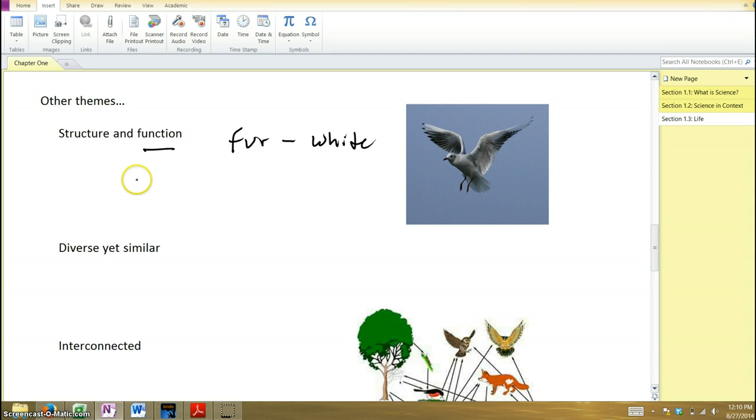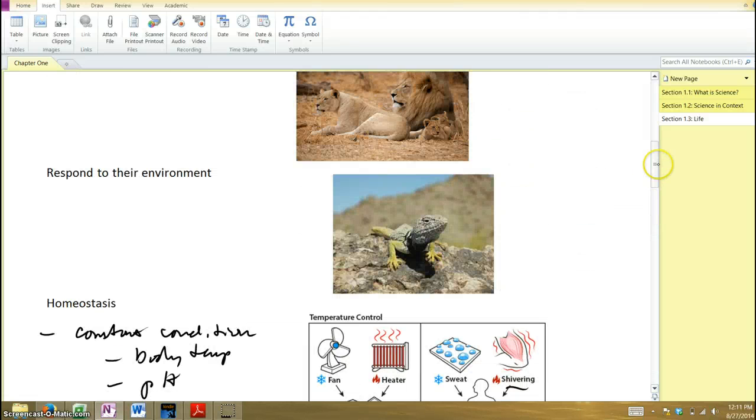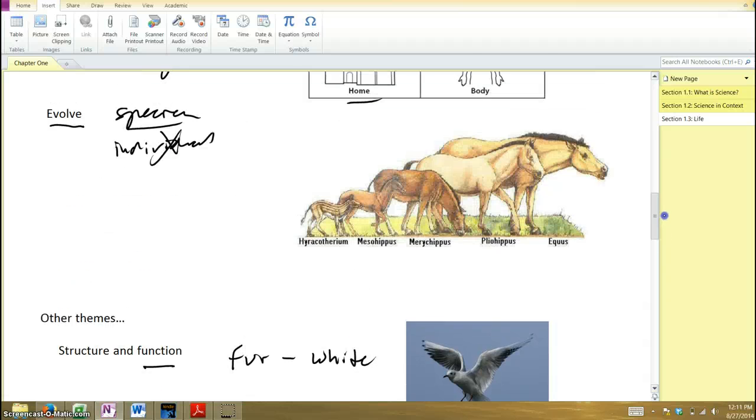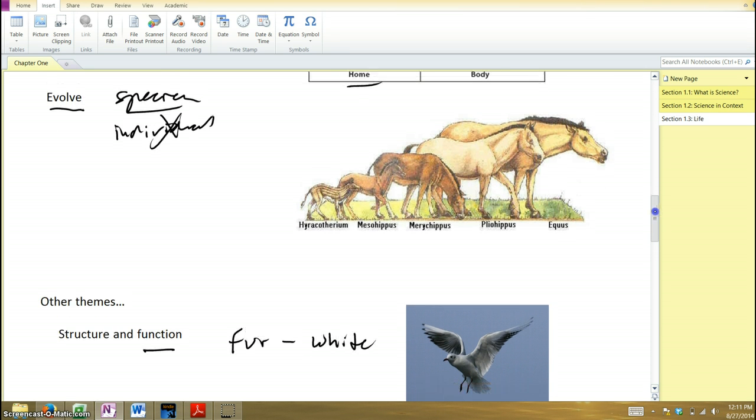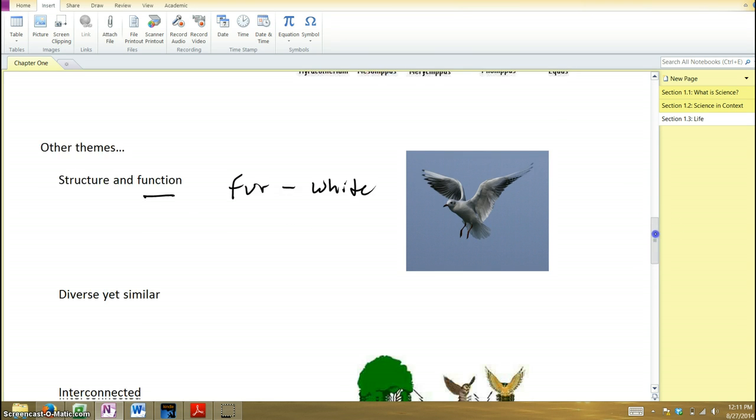So when we look at animals and plants and whatever the organism might be, again, we have to think of the structures that they have as having a particular function, and that structure has been molded over time by the evolutionary process, again, to make that organism have a better fit with its surroundings.